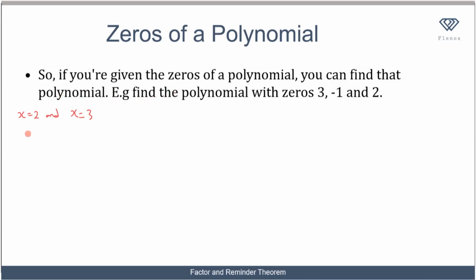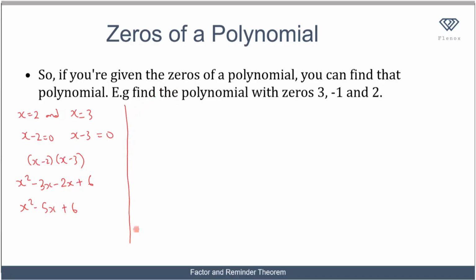Working backwards in this case means taking the number to the other side. So we have x minus 2 equals 0. And here, taking 3 to the other side, we have x minus 3 equals 0. Then we multiply the two factors. So we have x minus 2 and x minus 3. Then we expand. So we have x squared minus 3x minus 2x plus 6, and that gives us x squared minus 5x plus 6. So the same ideology applies here.